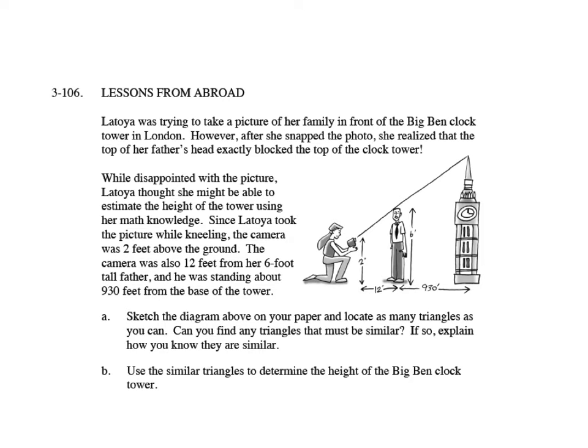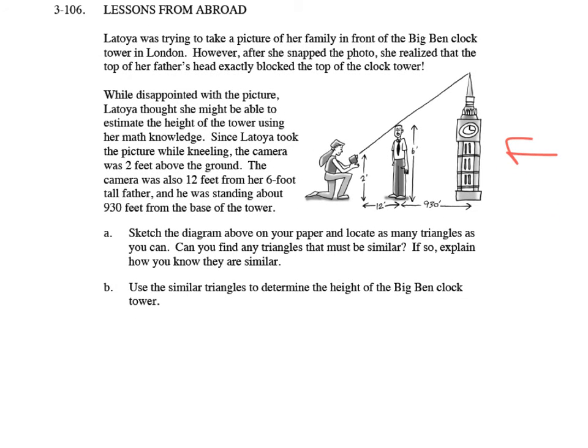If you haven't done so already, I would encourage you to draw this diagram to the right, including all of this portion of it, and put that in your notebook, because we're going to use similar triangles to help us apply some understanding. The first question in part A says, can you find any triangles that must be similar in this diagram? At first glance, that may not be very evident.